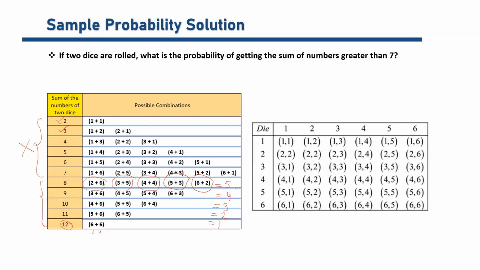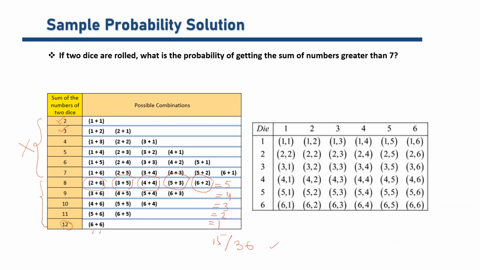So if you add all of them, how much do you get? 9 plus 3, 12, plus 3, 15. So there are 15 ways in which you can get the sum greater than 7. And how many total outcomes are there? There are in total 36 outcomes, right? So this is going to be 15 by 36, which is my answer.